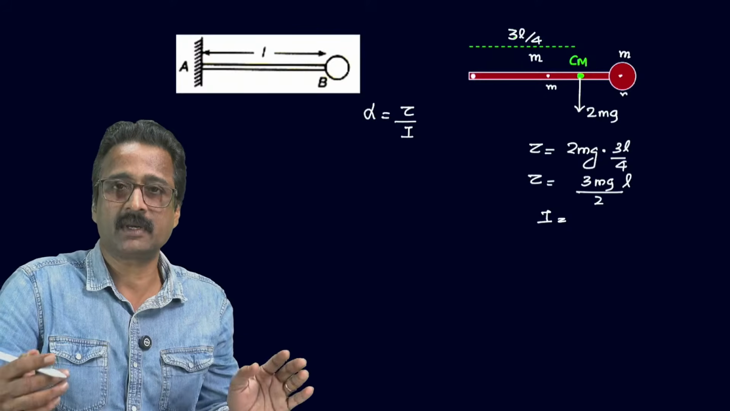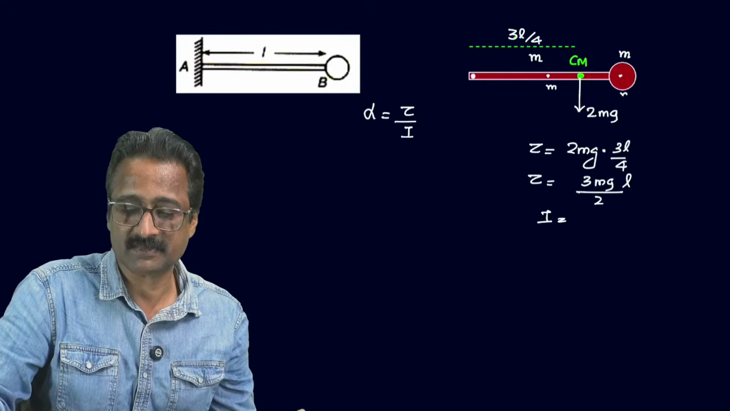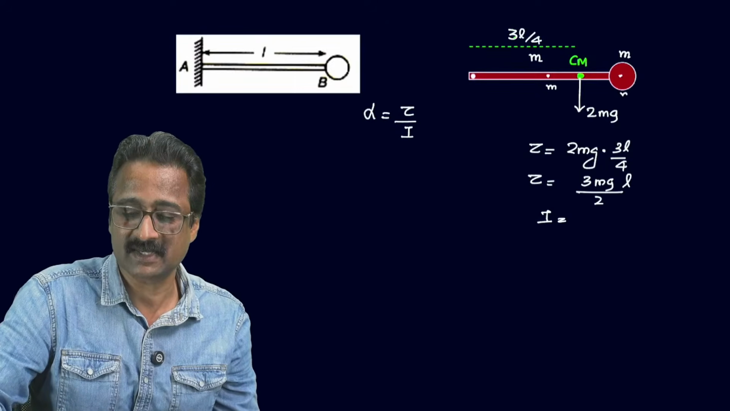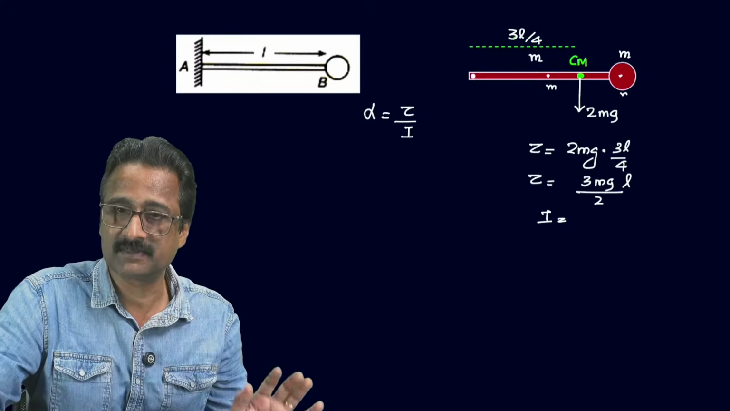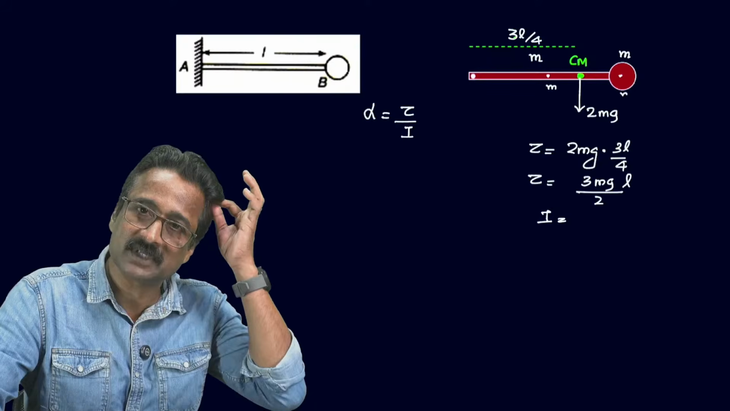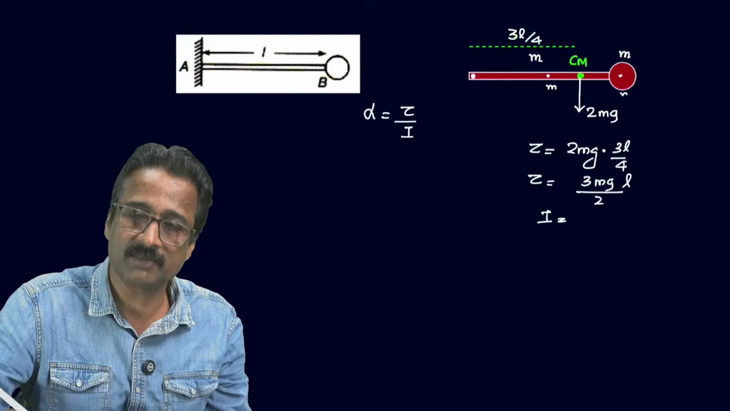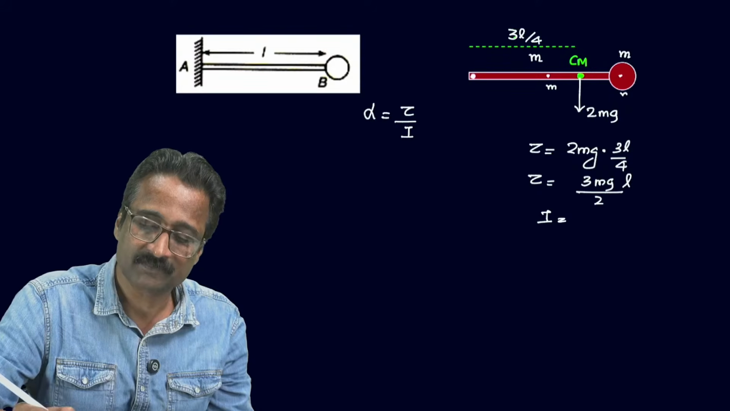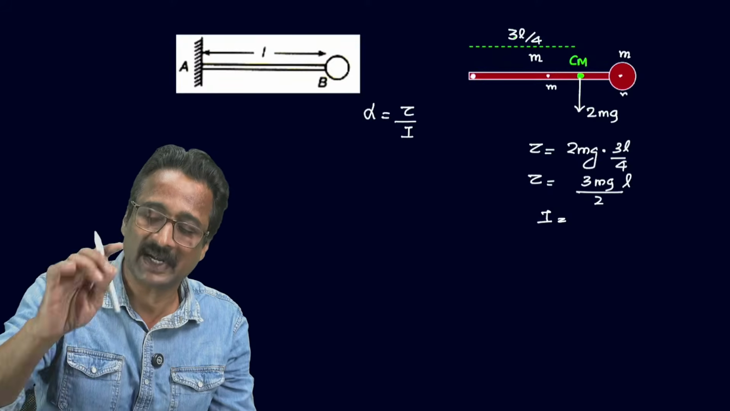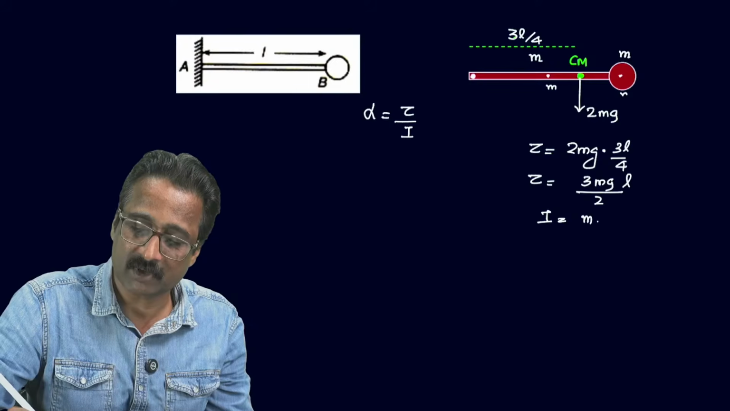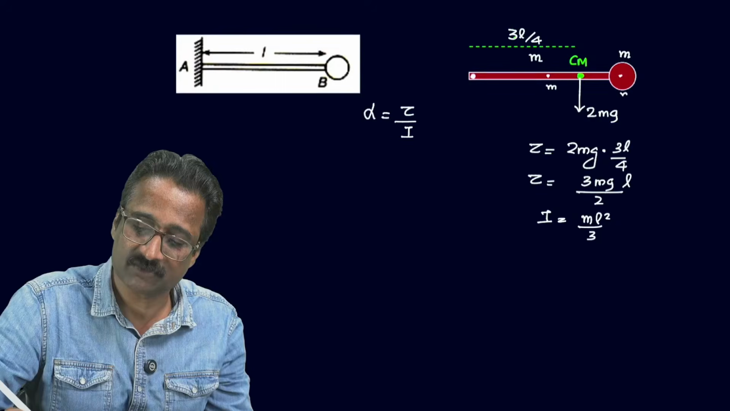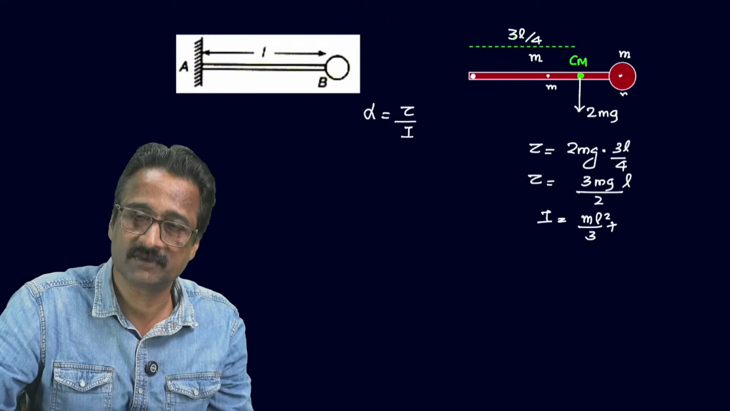Now we come to moment of inertia. The system has a moment of inertia. What is that? Let us see. Moment of inertia of the system is the moment of inertia of the rod plus the moment of inertia of the particle. Let me write what I is here. What is the moment of inertia of the rod about this point? You know the rod is rotating about one end. So the rod will have a moment of inertia of mL squared divided by 3.